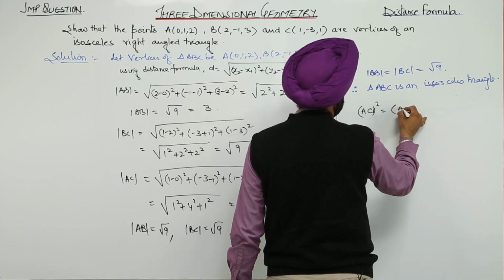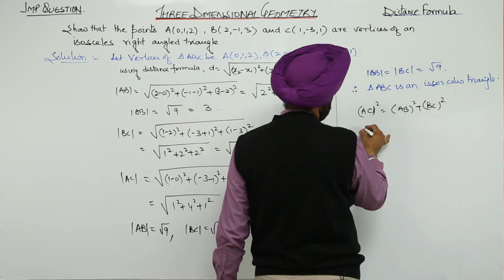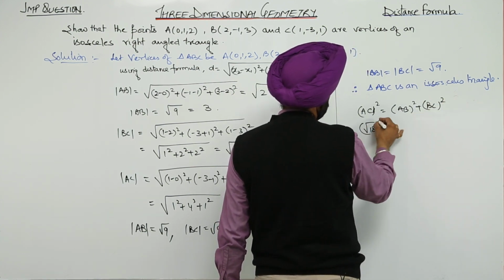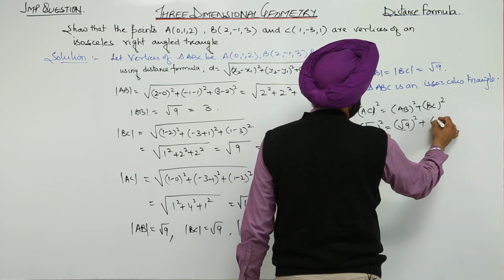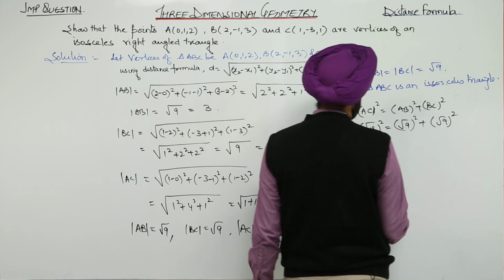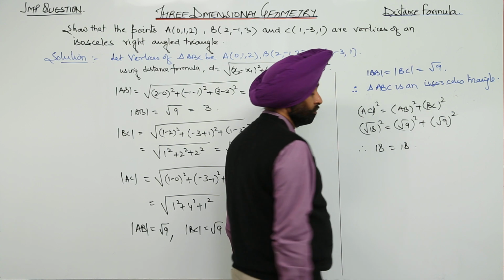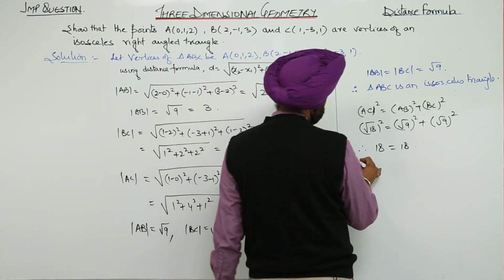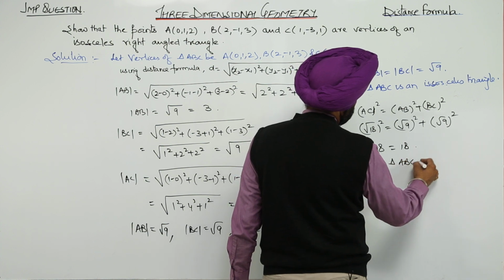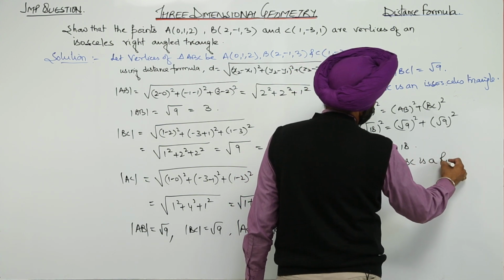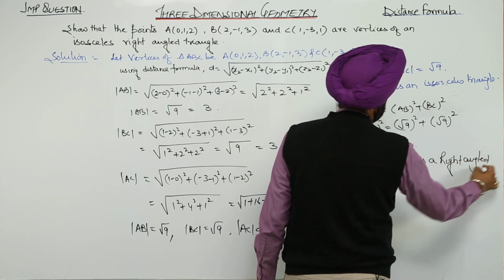AC square is equal to AB square plus BC square. Square root of 18 whole square is equal to square root of 9 whole square plus square root of 9 whole square. 18 is equal to 18. Hence, triangle ABC is a right angle triangle.